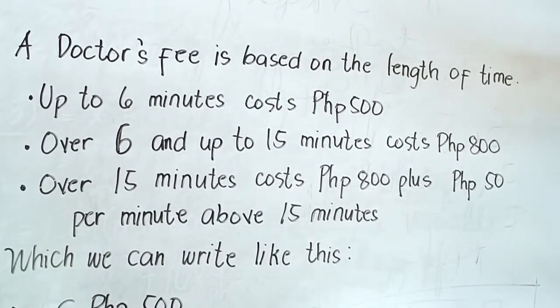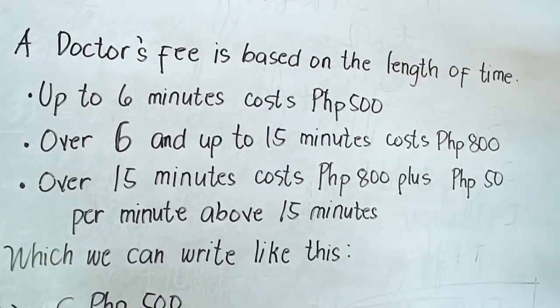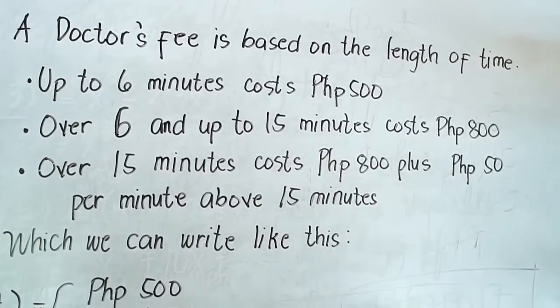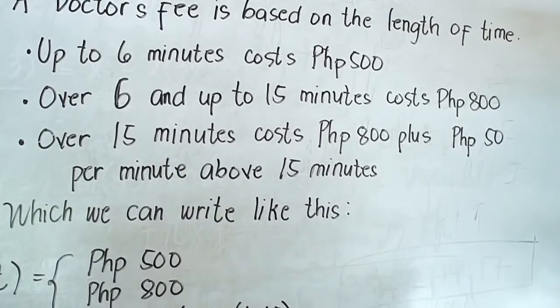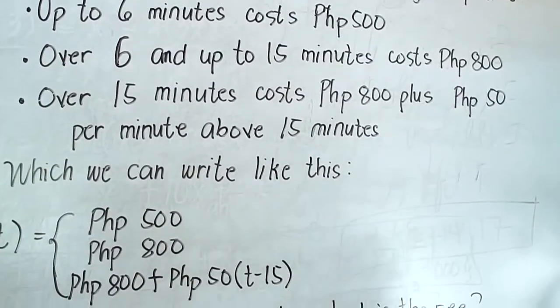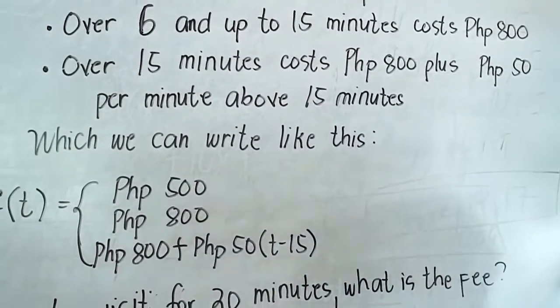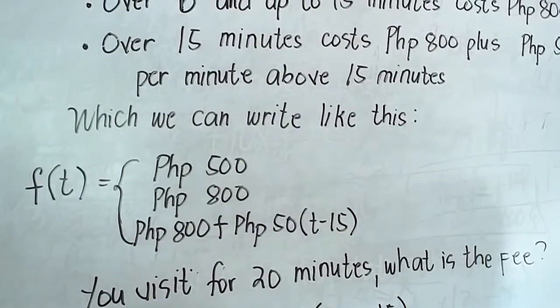Another example is a doctor's fee that is based on the length of time. Up to 6 minutes costs 500, over 6 and up to 15 minutes costs 800, and over 15 minutes costs 800 plus 50 pesos per minute above 15 minutes. So how are we going to write this problem into a solution?